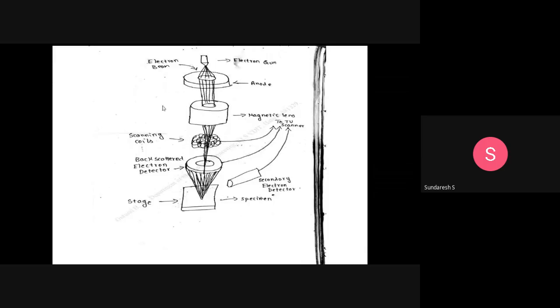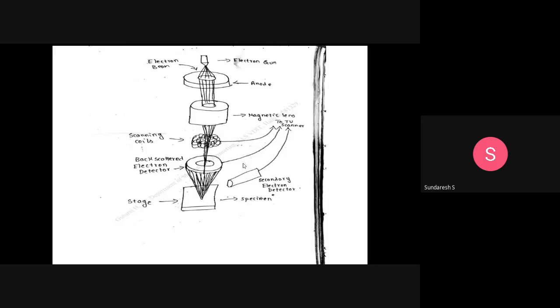This I think you can see in a much more detailed way over here. So the electron gun, which forms the electron beam. This is an anode. The magnetic lens is kept over here, then the scanning coils. Then we have the electron detector and the stage where the specimen is kept. So this is just a ray diagram of how the electron beam passes through the different stages of the scanning electron microscope. Look at how it passes over there. The backscattered electron detector.